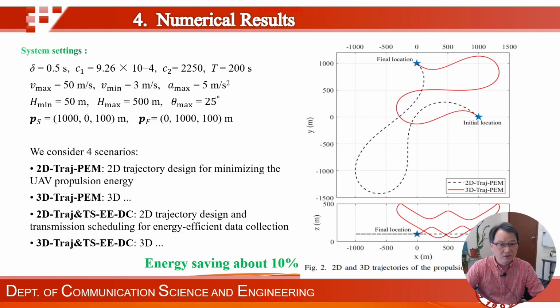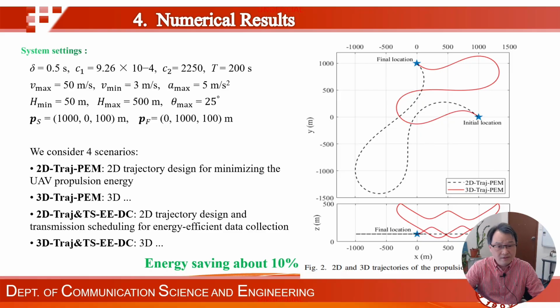Now we take a look at the numerical results. We set up our system with parameters shown here, including flight duration, maximum and minimum speed, acceleration limits, altitude bounds, and the starting and final positions of the UAV. We evaluate four different scenarios, including 2-dimensional trajectory optimization for propulsion energy minimization, 3-dimensional trajectory optimization for propulsion energy minimization, 2-dimensional trajectory with joint transmission scheduling, focusing on both the propulsion energy and the communication energy, and 3-dimensional trajectory with joint transmission scheduling, which is our full proposal.